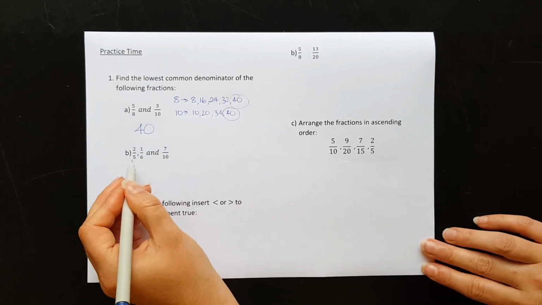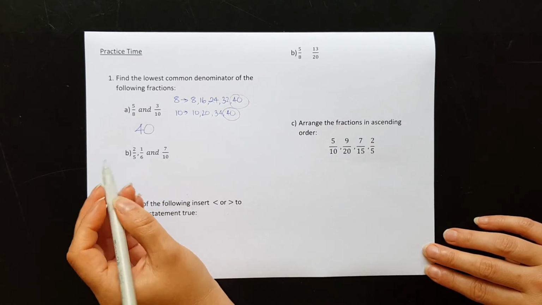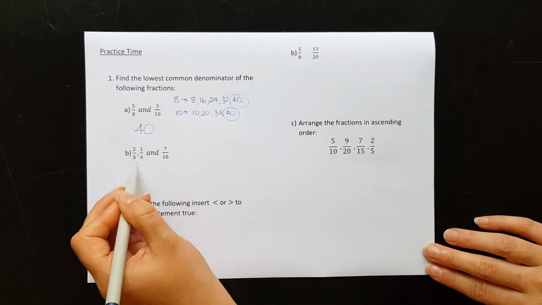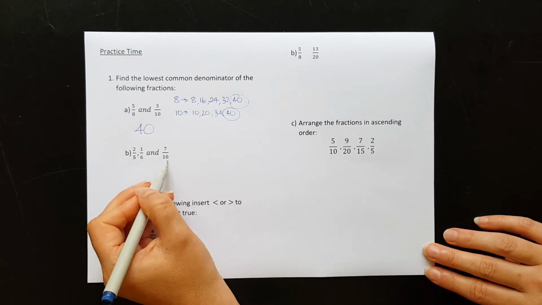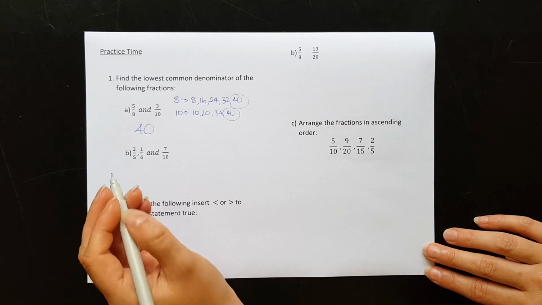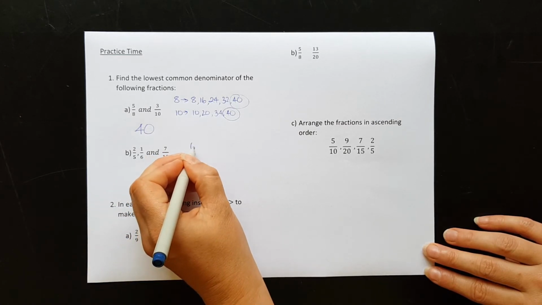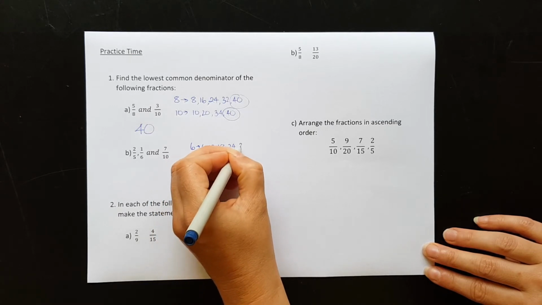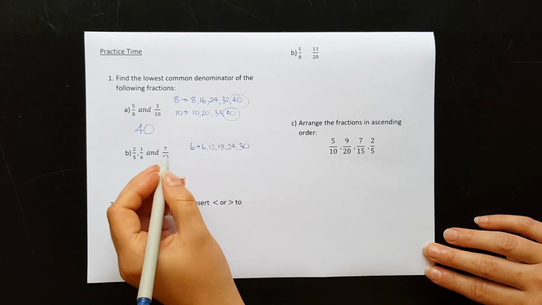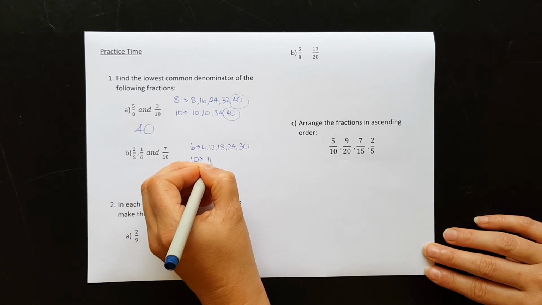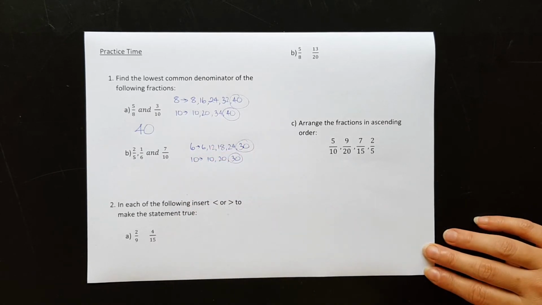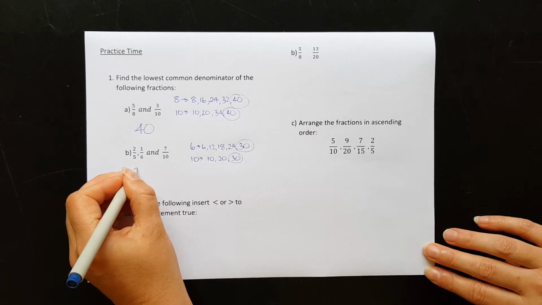For B, we have 3 numbers, 5, 6, and 10. Now the 5, anything that works for 10 is going to work for 5. So let's just have a look at the 6 and the 10. So 6, we have 6, 12, 18, 24, 30. And again, because we're doing 10, we know 10, 20, 30. We've had a multiple of 10 show up there in my 6s. So our common denominator is going to be 30.